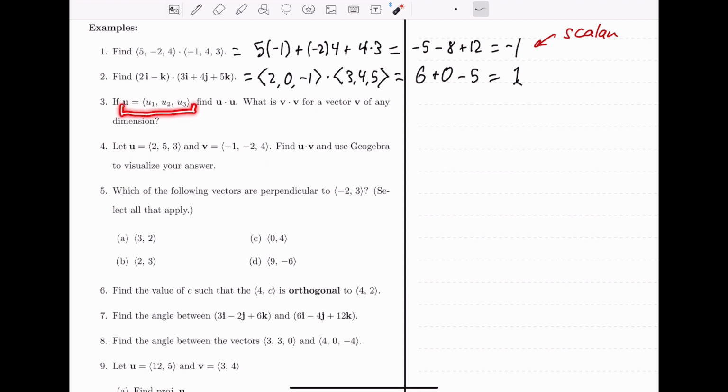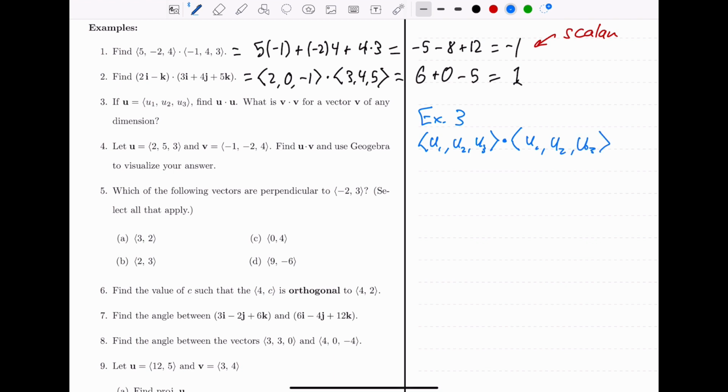Take a generic three-dimensional vector, u1, u2, u3, and we want to find the dot product of that vector with itself. If we take the dot product of that vector with itself, we have u1, u2, u3, dotted with the same thing, u1, u2, u3. To find the dot product, multiply the first components together, u1 times u1, then the second components, u2 times u2, then the third components, u3 times u3, or we could write this as u1 squared plus u2 squared plus u3 squared.